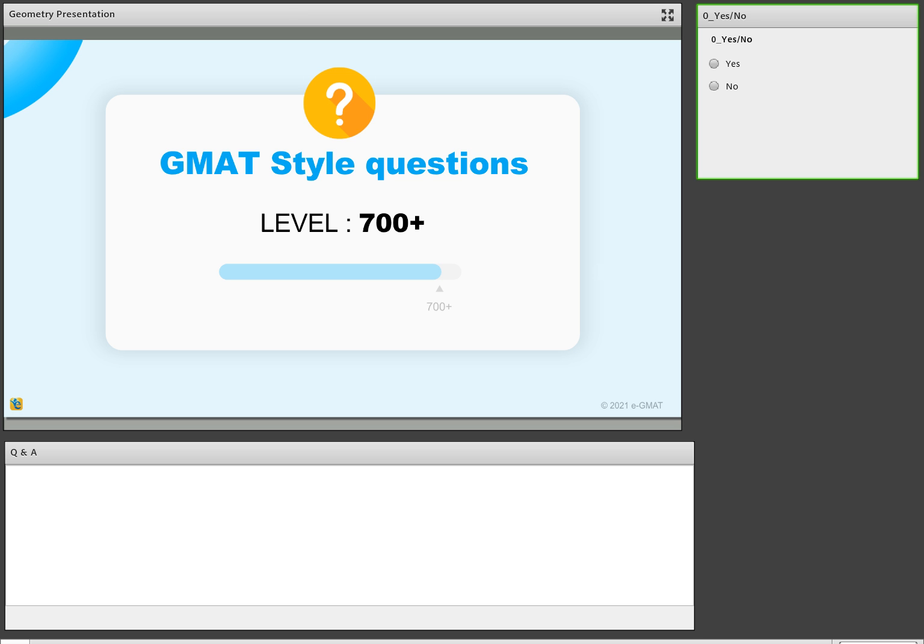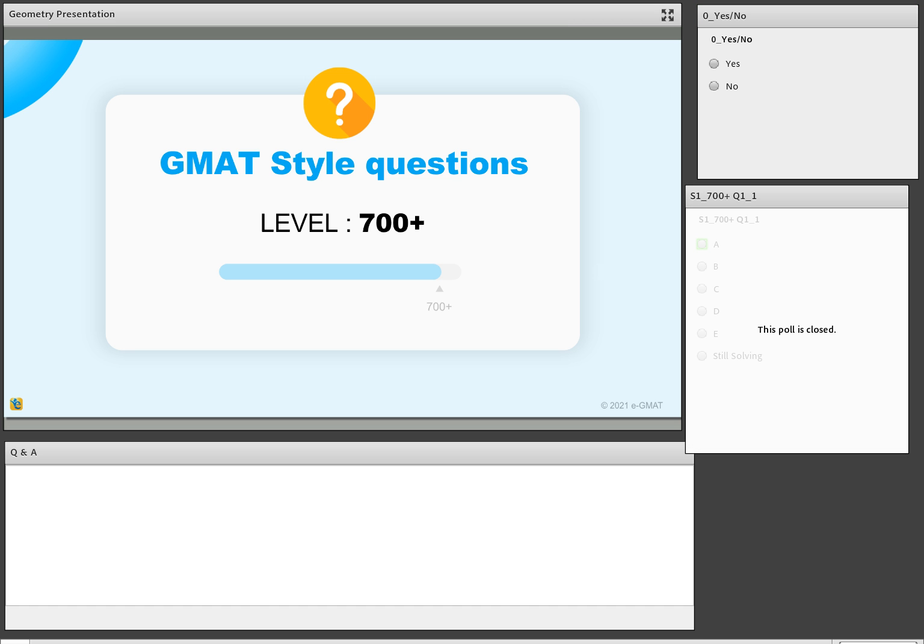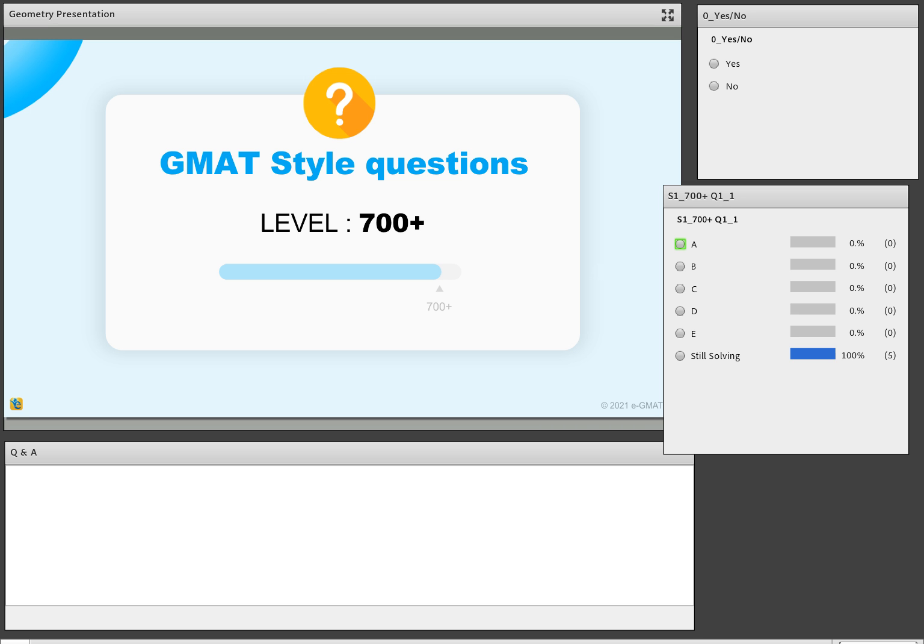And let me get the poll here for the first question. And I'll talk about how we typically answer questions when I give you a GMAT style question to solve. So you see here choices A through E, and then you see this still solving. So I would want all of you to click on still solving here.